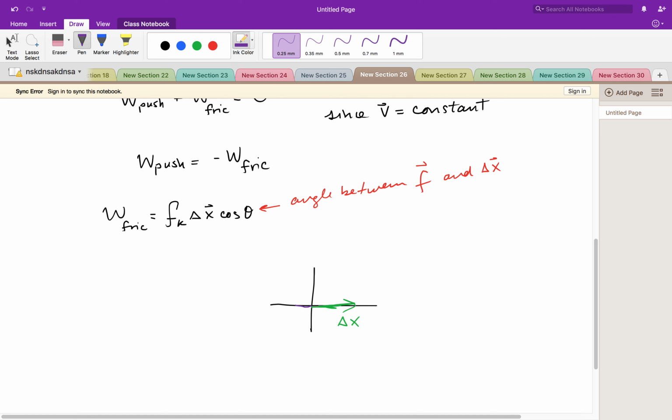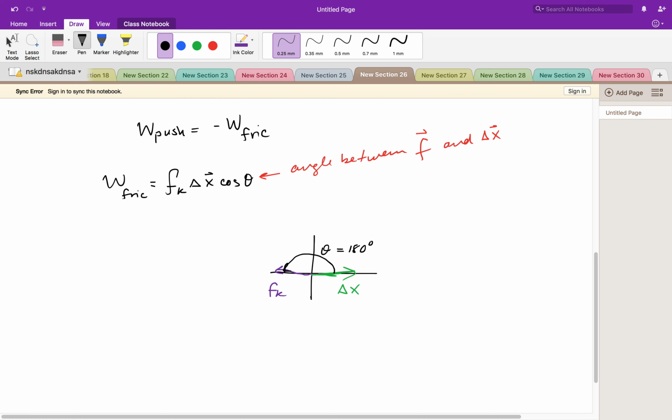So my frictional force is to the left, like that, Fk. And so my angle is this angle here. We start here and we rotate like this. And so that angle theta is 180 degrees. And it turns out the cosine of 180 is -1. So what we get is that the work of friction is Fk delta x times the cosine of 180 degrees.